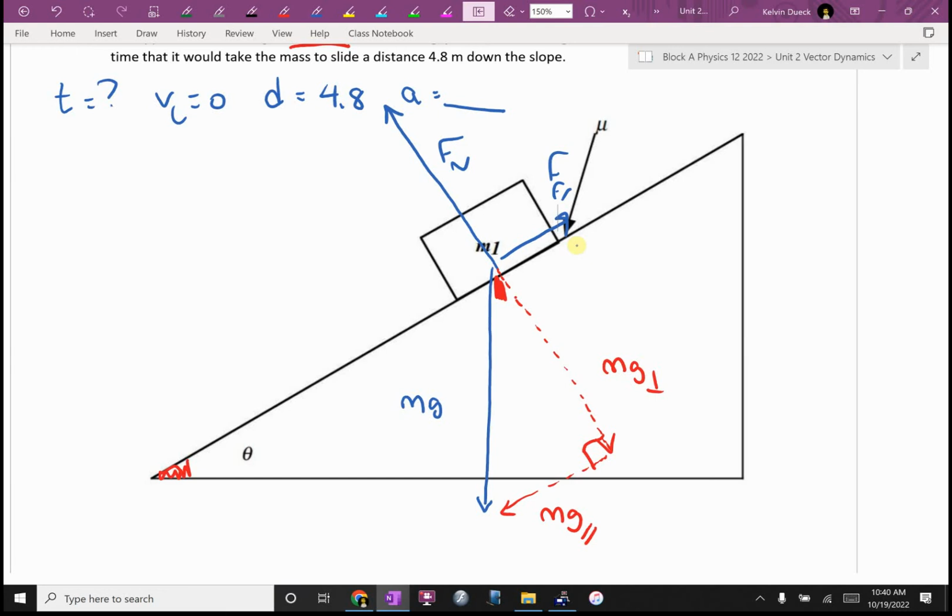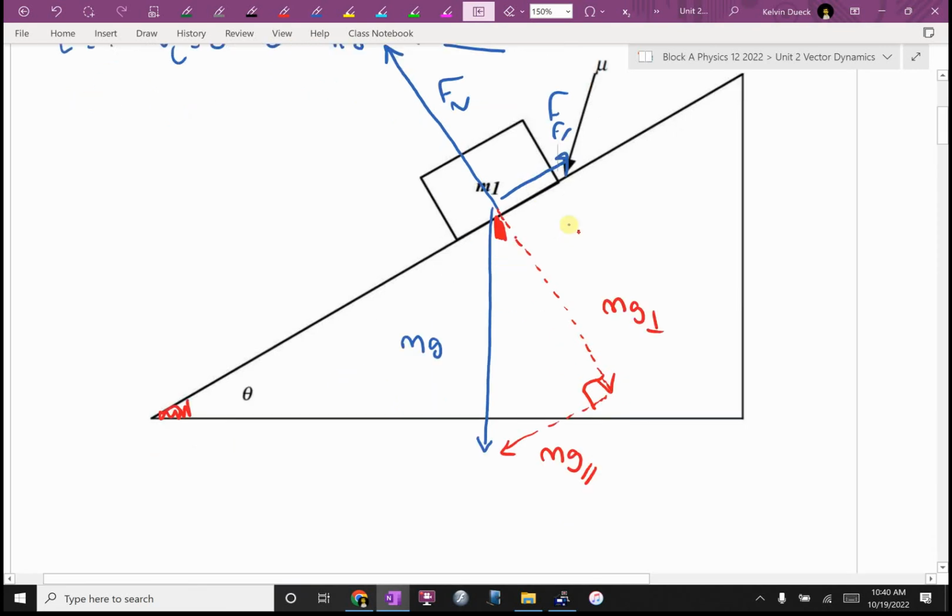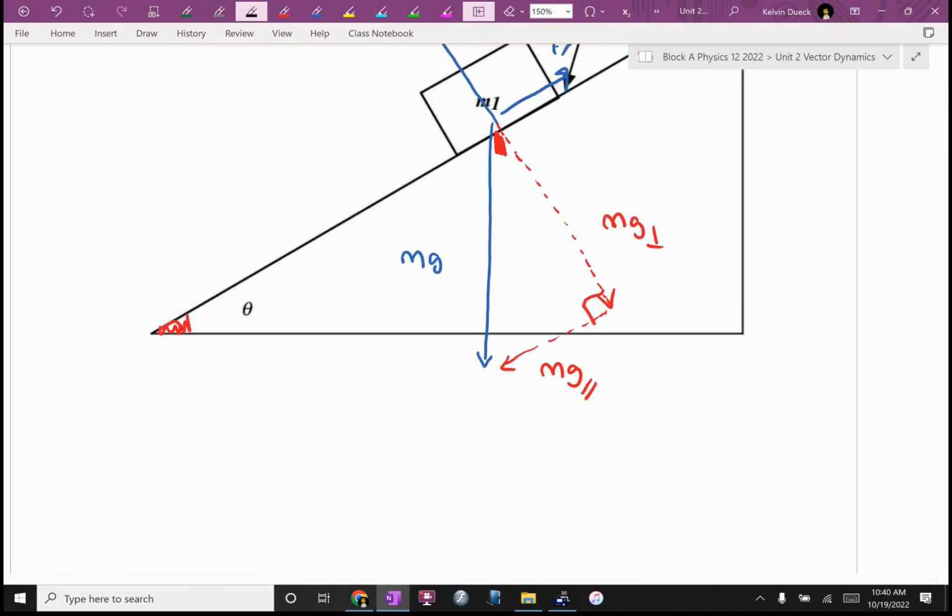I think people are trying to take too many shortcuts, and maybe that's my fault. When I did these lessons, I think I assumed things were going better than they were, and I took too many shortcuts. So I'm going to go very meticulous. Who's winning? mg parallel. Who's the loser? Friction. What's that going to equal? ma.